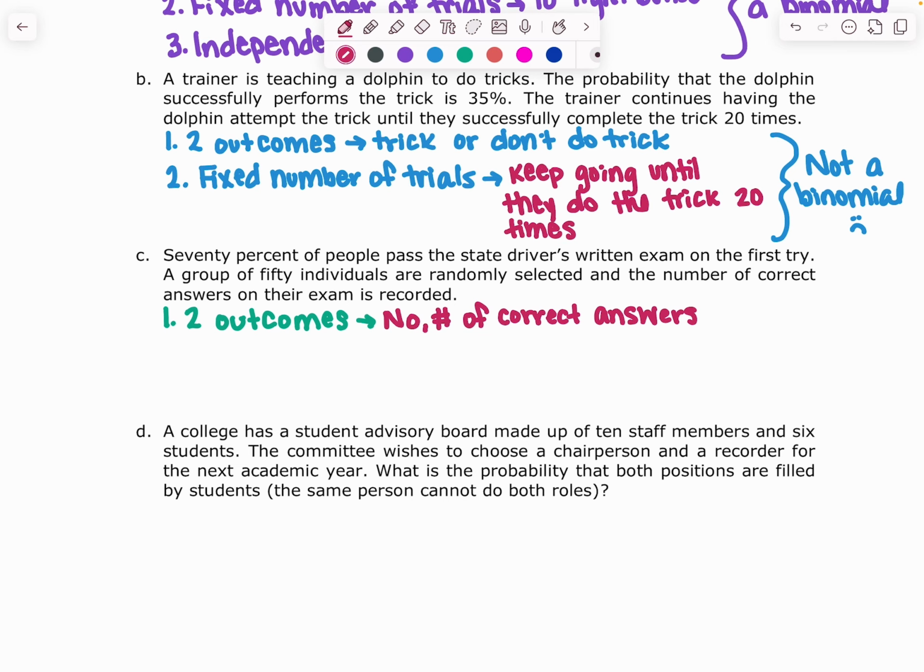I don't know how many questions are on the state driver's test anymore. I think when I took it, there were 10, maybe 20. I don't remember, to be totally honest with you. And I don't know if every state has the same number of questions. So there could be a lot of different outcomes here. If this question had said that the 50 individuals were randomly selected and the number of people that passed was recorded, then this would have been met. But that's not what they were recording. So right away, it is not a binomial.